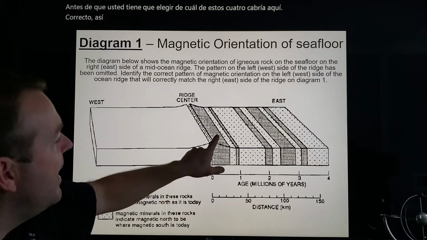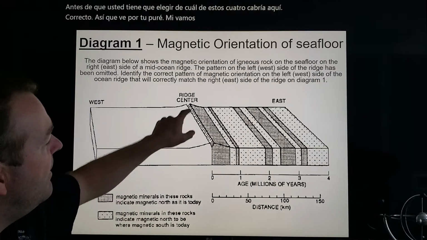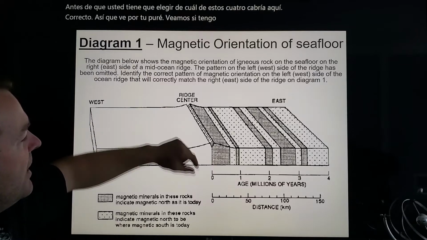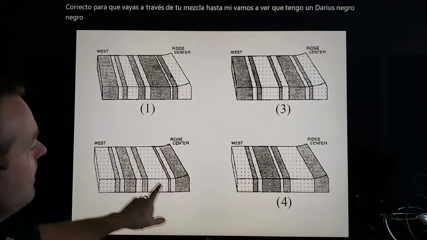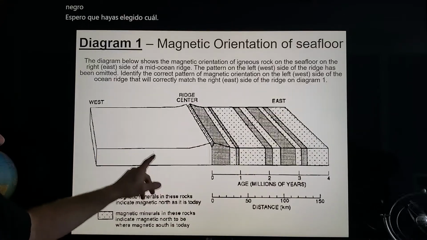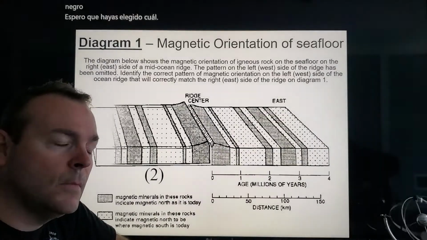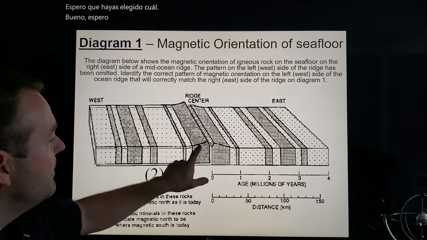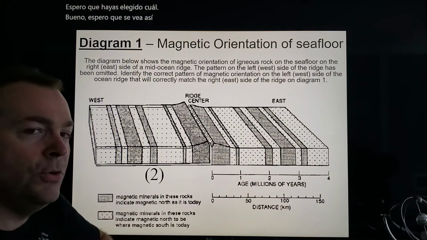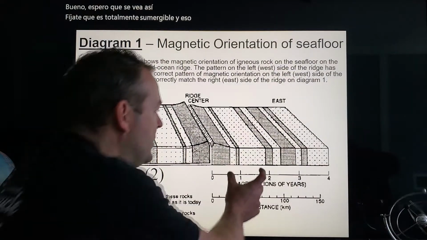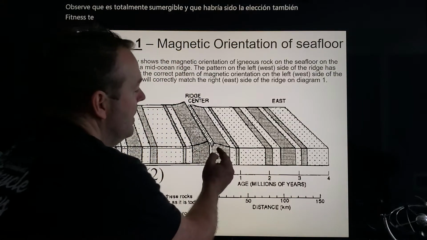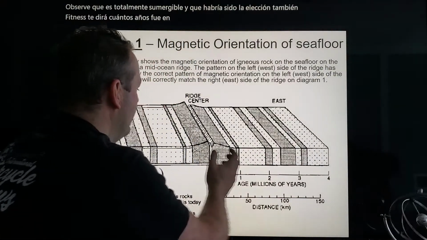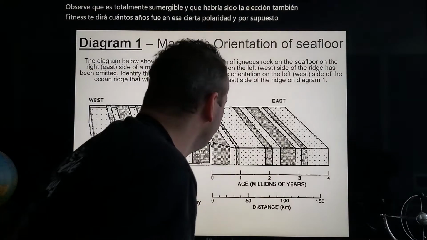Well, let's see. I have a black here. There's got to be a black there. I got a skinny white. There's got to be a skinny white there. And hopefully you chose which one? Well, hopefully it looks like that. Okay, notice it's totally symmetrical, and that would have been choice 2. Okay, the thickness will tell you how many years it was of that certain polarity, and of course the distance out can also be determined.